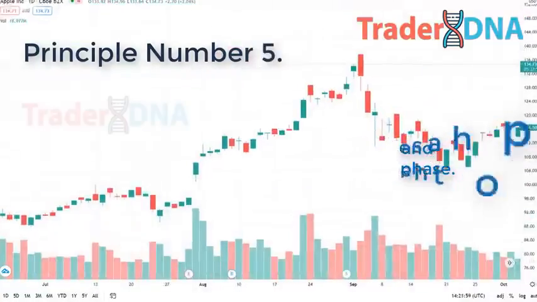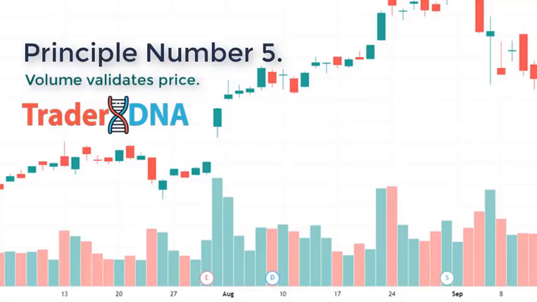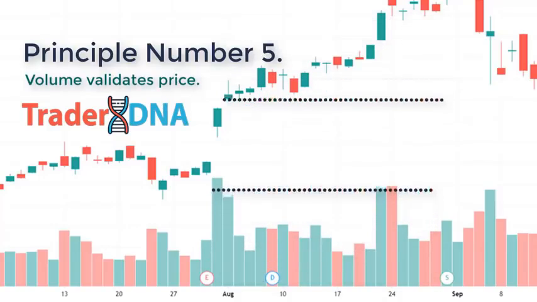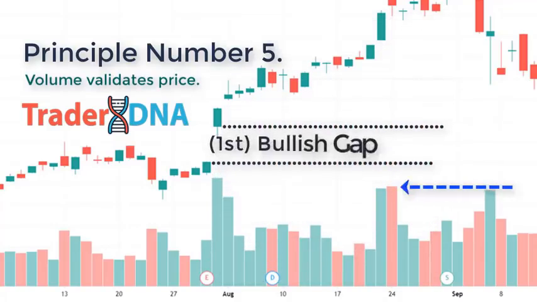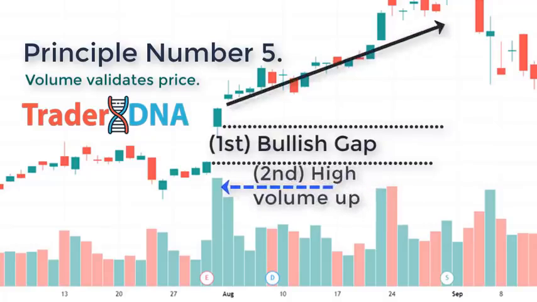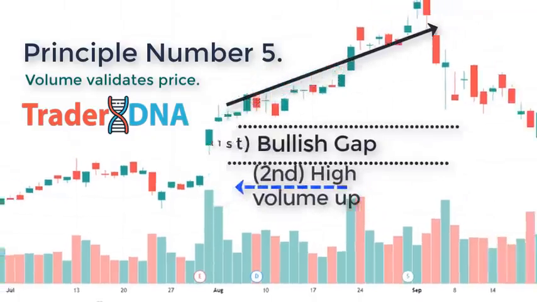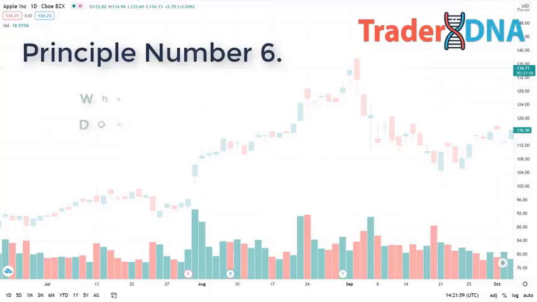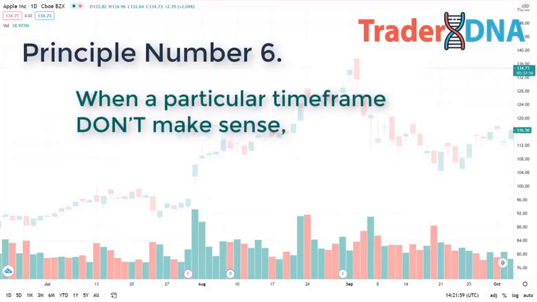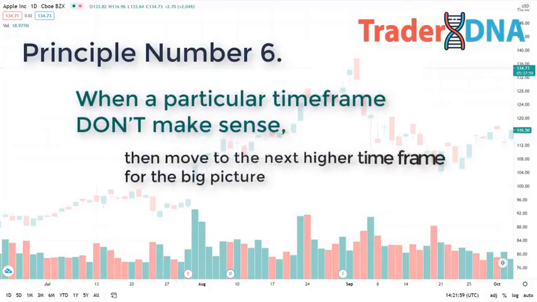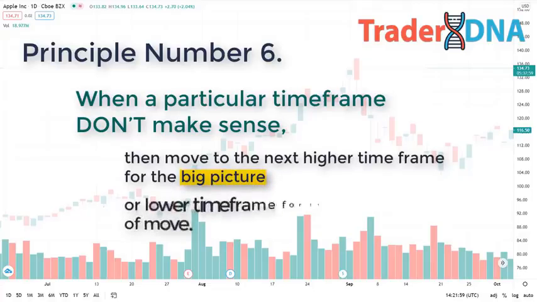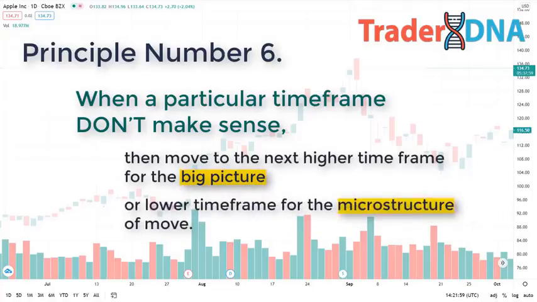Principle number 5. Volume validates price. First, see what candlestick is telling, then validate by volume. Is it validating or not with the candlestick price action? Principle number 6. When a particular time frame doesn't make sense, then move to the next higher time frame for the big picture or lower time frame for the microstructure of the move.